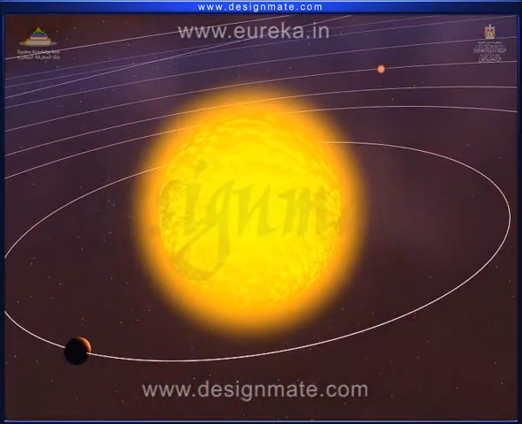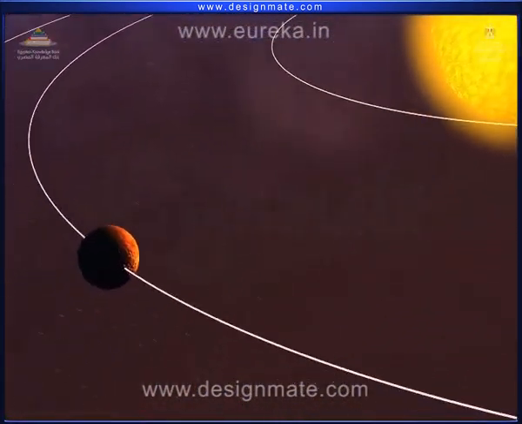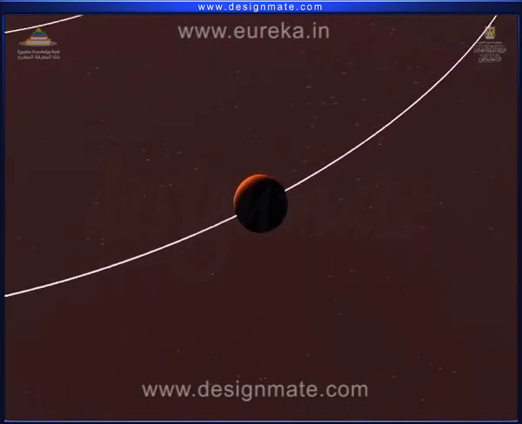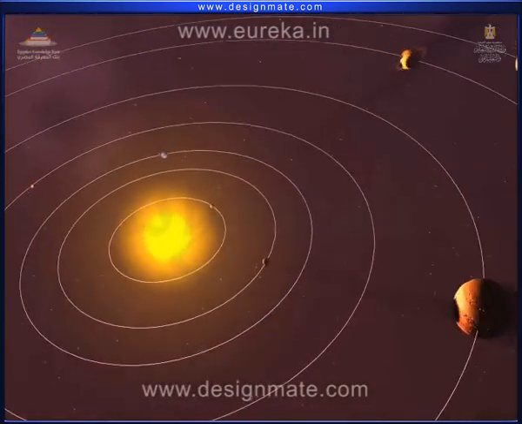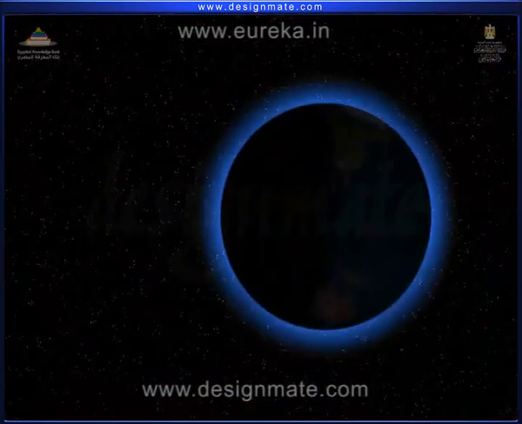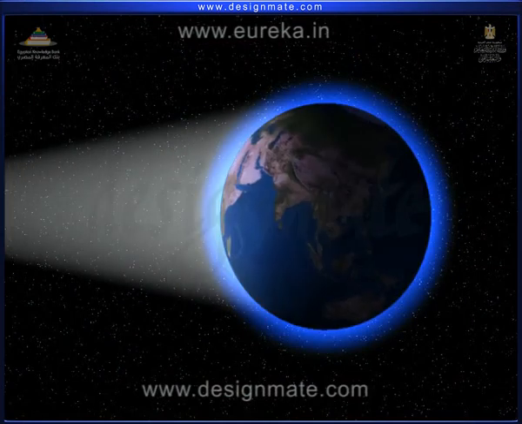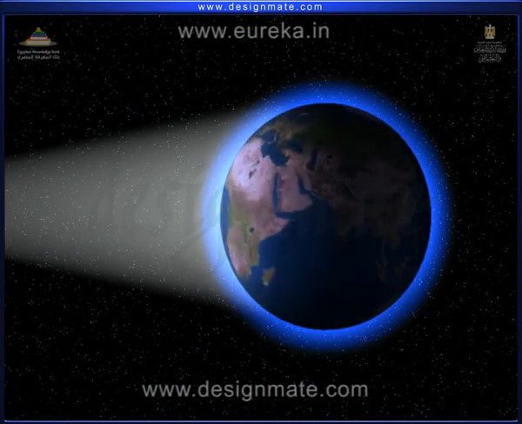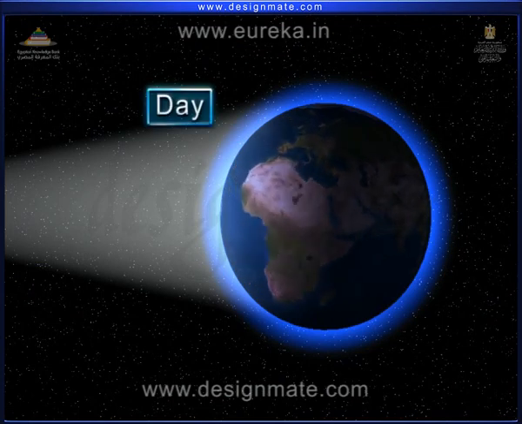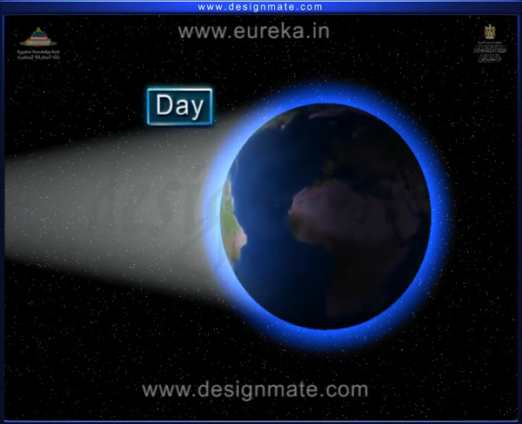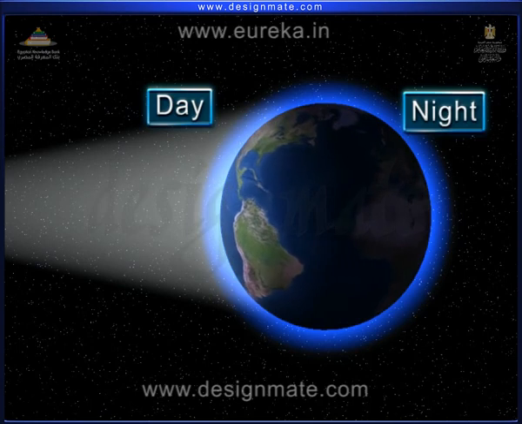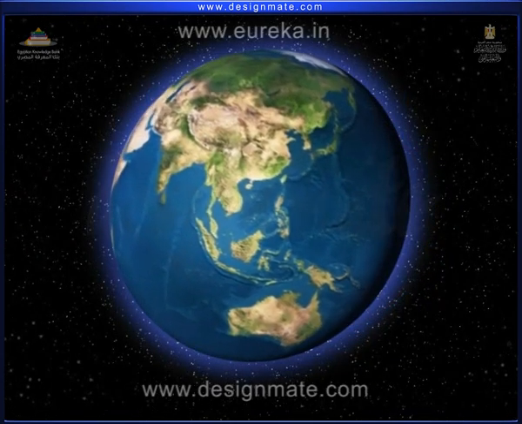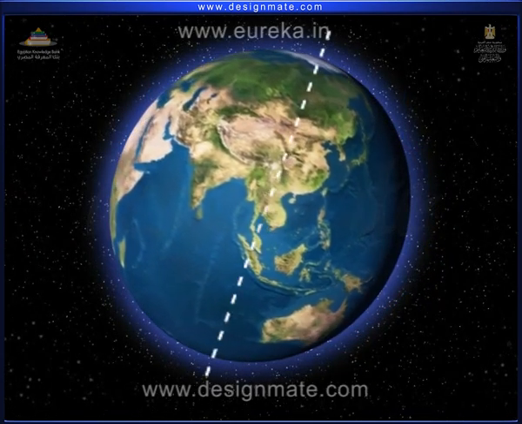The sun has its own light. However, planets do not have their own light. When sunlight falls on the planets, they shine. Similarly, the Earth shines when sunlight falls on it. The part of Earth on which sunlight falls has day, and the part of Earth on which sunlight does not fall has night. The Earth also rotates like a top on its own axis.